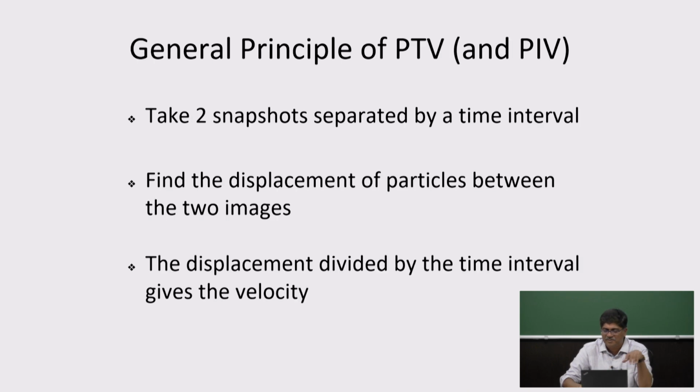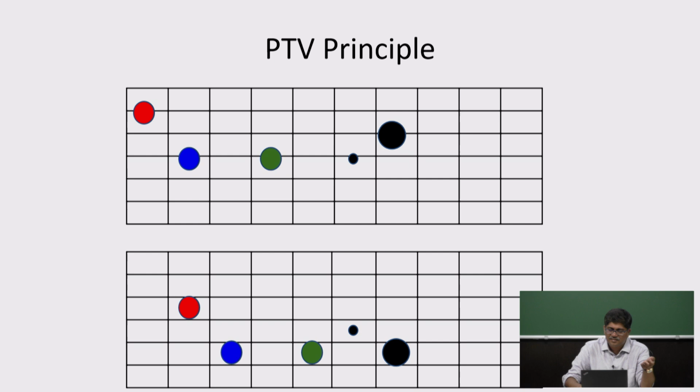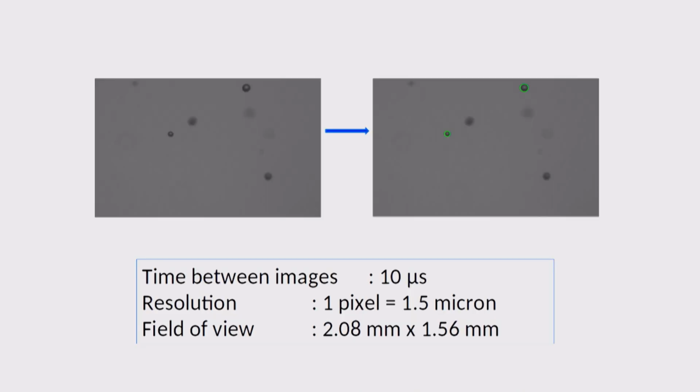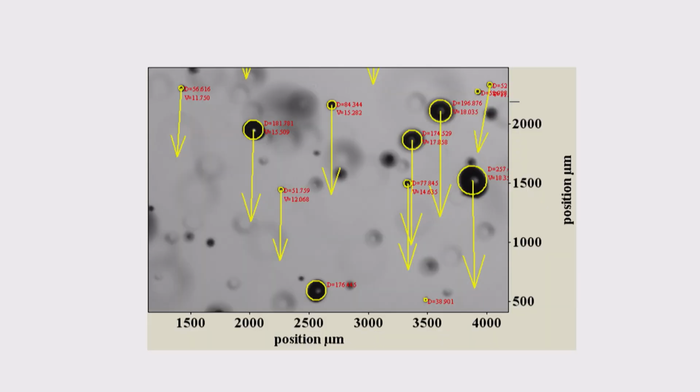Then again, image processing algorithms. PTV, I think I explained this in the previous case also. You have two snapshots separated by time. So there is particle tracking velocimetry. This is what I showed, and from the same image shown at another time, we get this velocity.